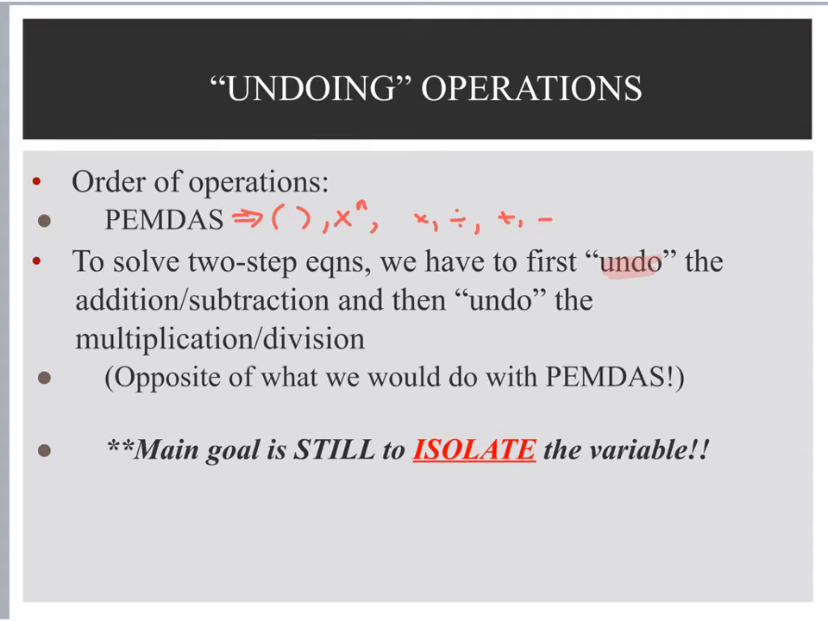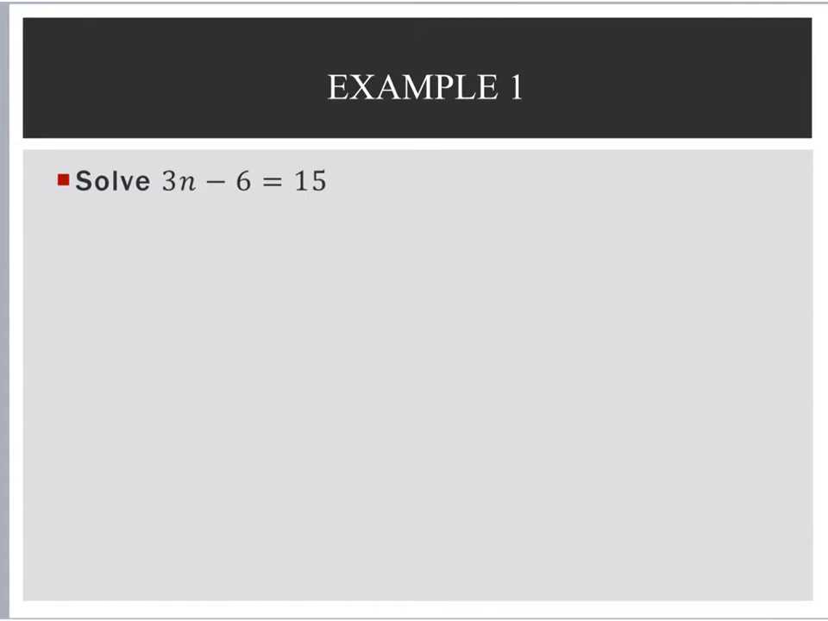Okay, so when we are solving two-step equations, our main goal is still to isolate the variable. So when we're all said and done with a problem, we should have something like x equals some number. Let's take a look at a few examples here.